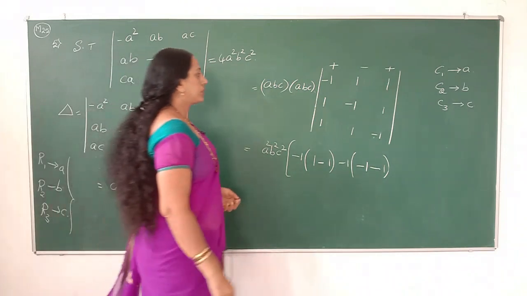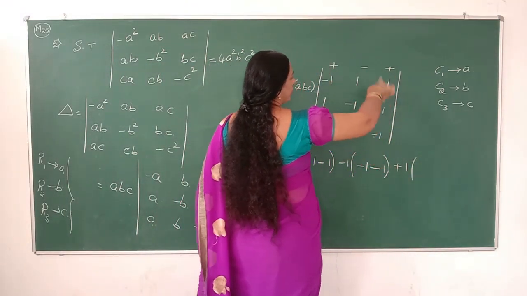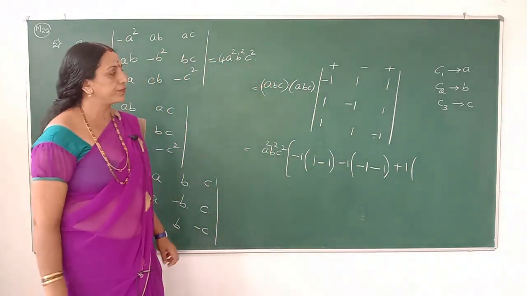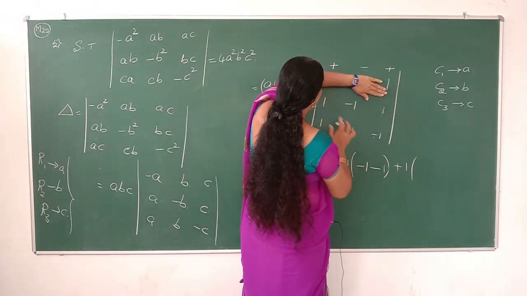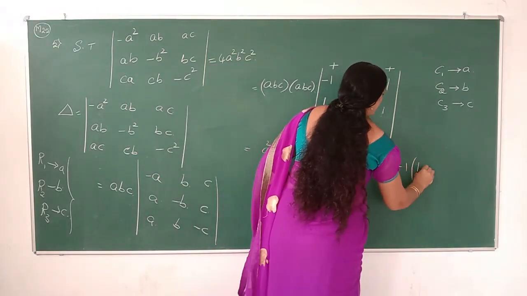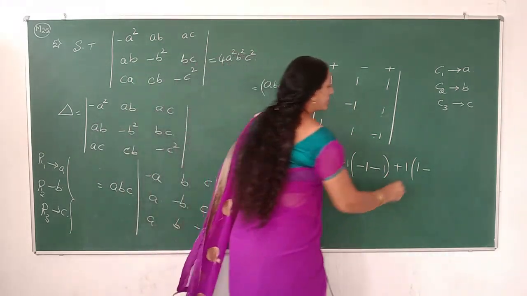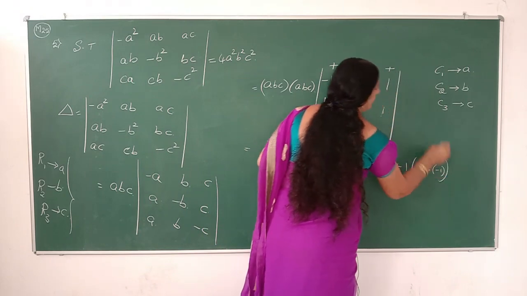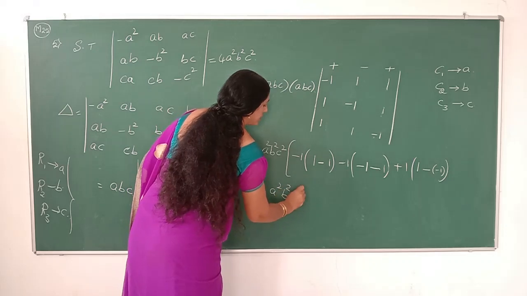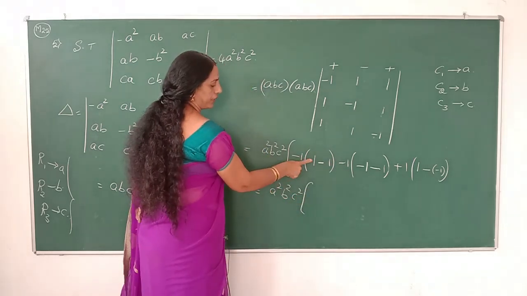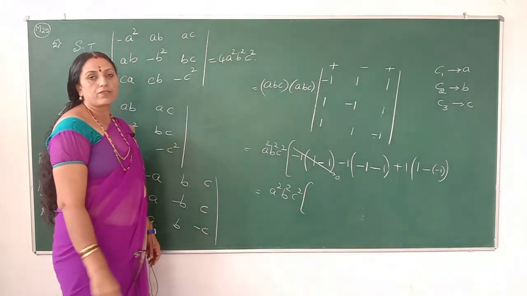Then we come to the third element, which is plus 1. So 1 is an element of the first row, third column. These are neglected and the remaining are cross multiplied. 1 into 1 is 1 for the left diagonal, and the right diagonal is 1 into minus 1, which is minus 1. So after simplifying, A square, B square, C square of minus 1 into 1 minus 1 is 0. That means 0 into anything will be 0.